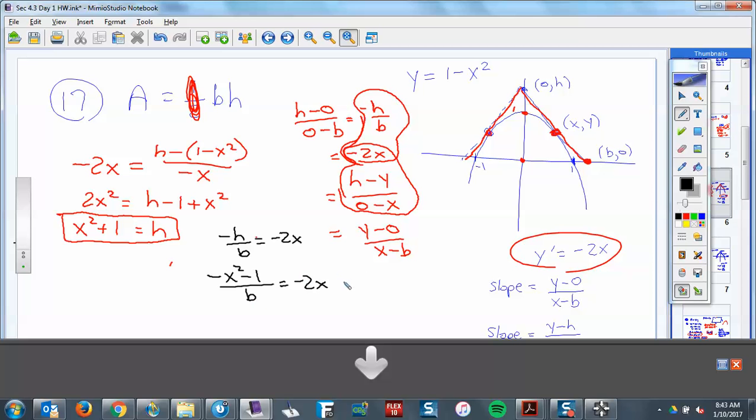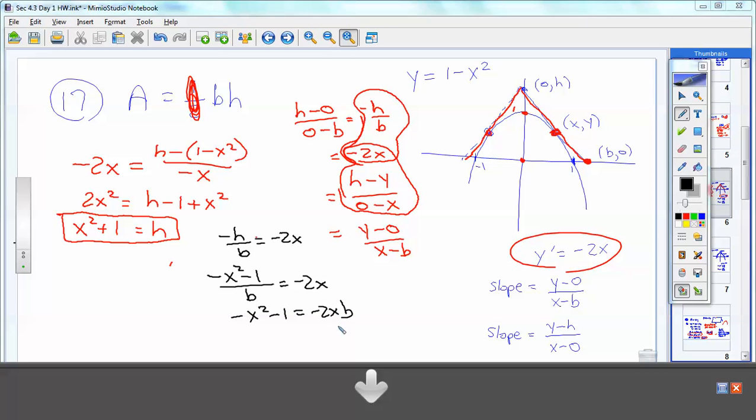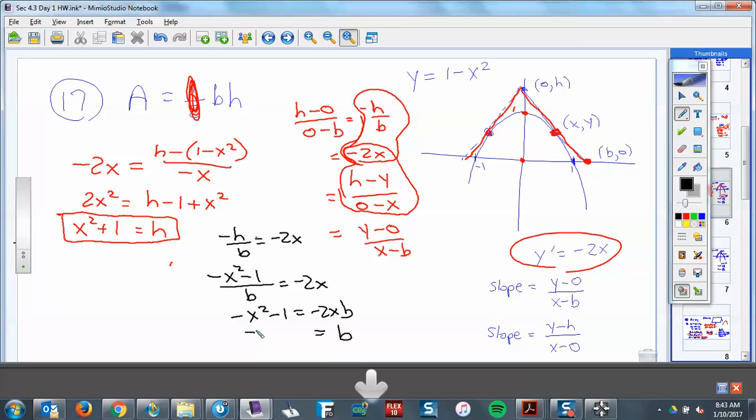And now I'm going to solve this for b. So I'm going to multiply the b over to that side, so I got negative x squared minus 1 equals negative 2xb, and then I'm going to divide by negative 2x. So I get negative x squared minus 1 over negative 2x. Now, I'm going to take out a negative top and bottom, so I'm going to get x squared plus 1 over 2x, so I don't have all those negatives. And isn't that equal to b right there? Okay, so there you go. So now that was all step 3. Step 3 was get it in terms of one variable. Well, that, like I said, is a doozy.